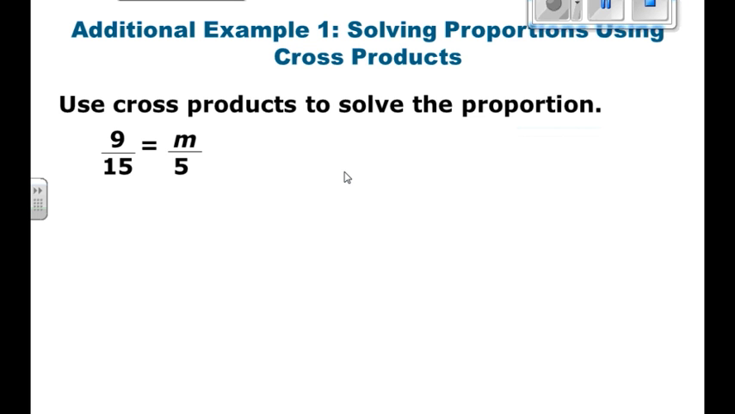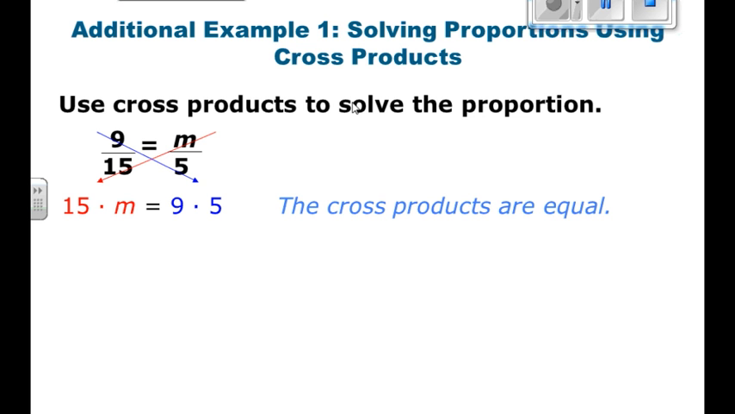And so if I'm missing a piece, in this one you notice that M is our unknown. That is actually what I'm solving for. So I'm still going to use cross products to solve this. So I take the denominator and multiply it by its opposite numerator and vice versa. So for this one, 15 times M, well, that will give me 15M. And 9 times 5, that will give me 45. And we can write that out. M times 15 gives me 15M. And 9 times 5 gives me 45, so 15M equals 45.